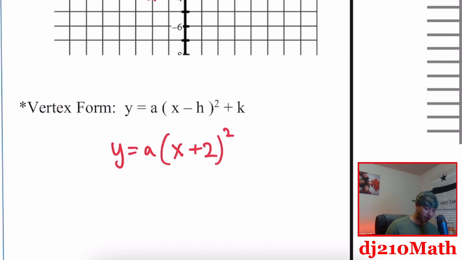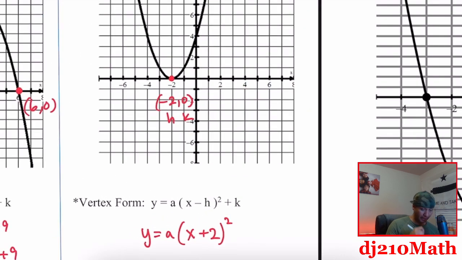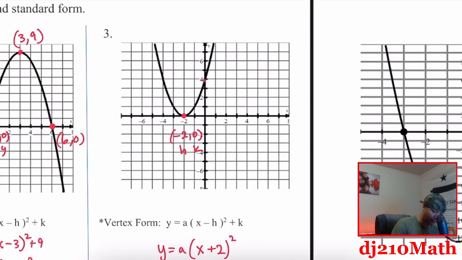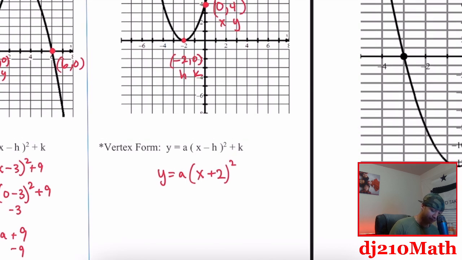Okay, so now we just got to figure out what a is. We figure out a by picking a point that is not the vertex. Typically, it should have a 0 or a 1. But if not, then that's fine also. So the y-intercept is the next best point. So this is (0, 4). Right, x, y. So let's plug that in for our x and our y.